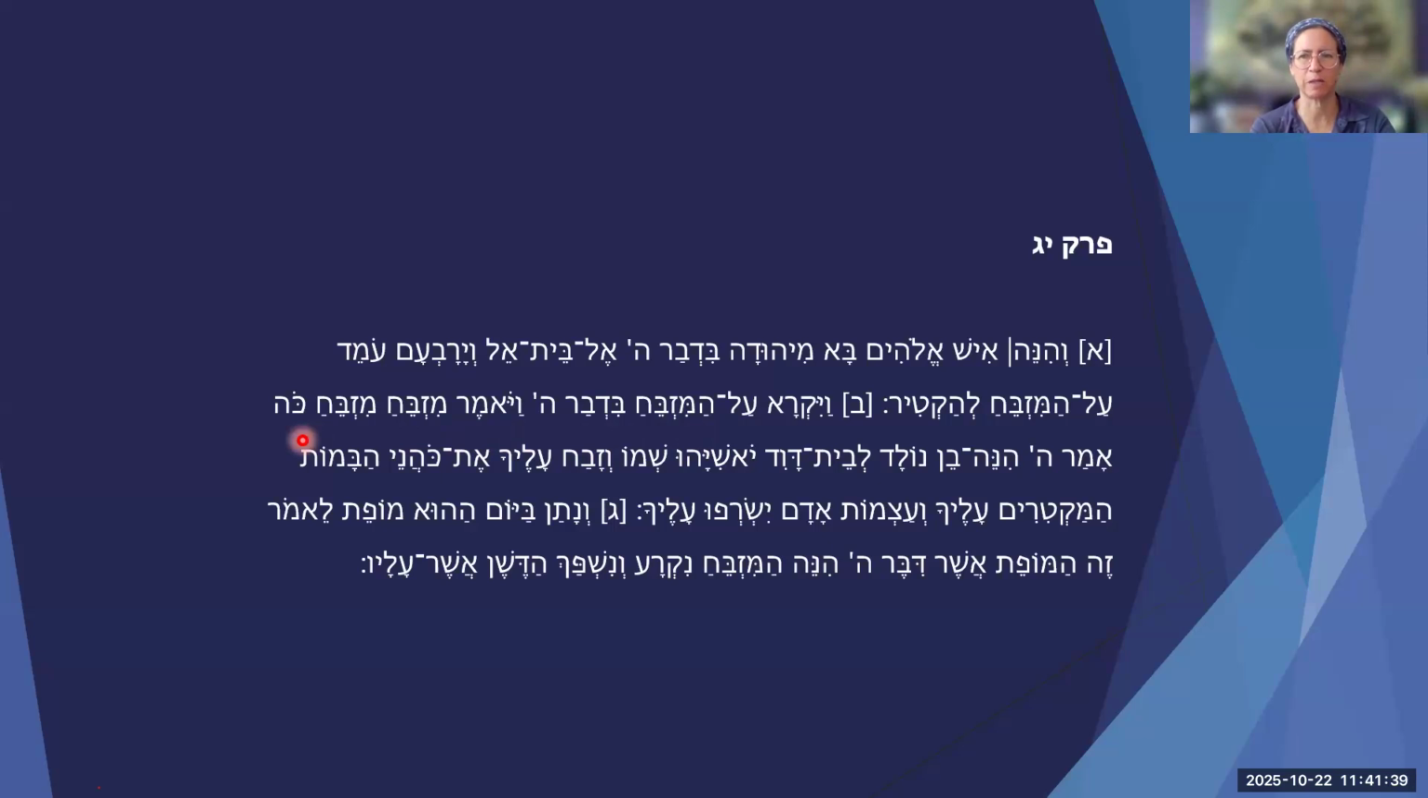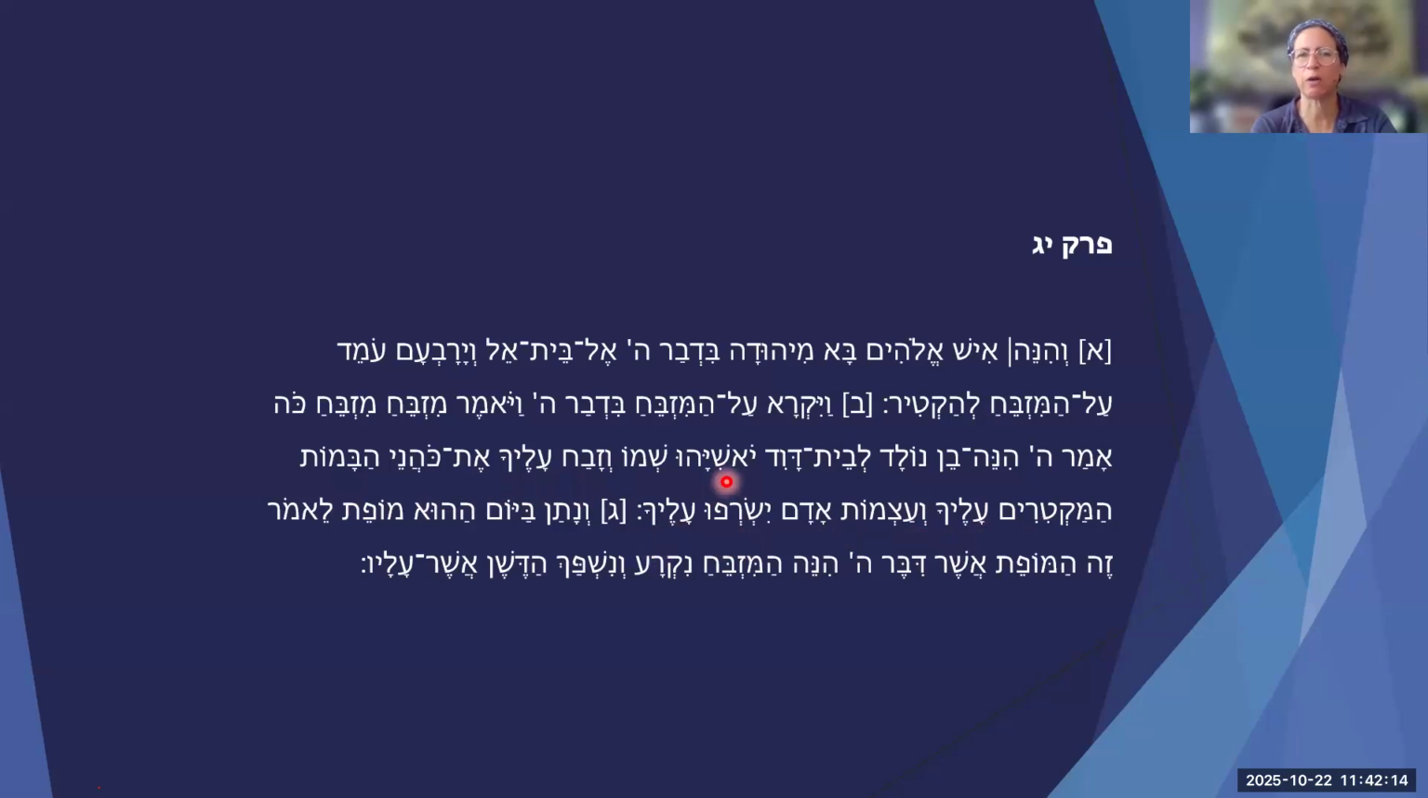This is how he addresses the mizbeach, and he says, Ko amar Hashem, Hine ven nolad leven David Yoshiyahu shmo. One of these days, the dynasty of the southern kingdom of Beit David, which is the real dynasty, there will be a son to this dynasty. His name is going to be Yoshiyahu. We already know about Yoshiyahu because we read further in the book, but let's pretend we didn't. V'zavach alecha et kohanei habamot hamaktirim alecha, v'atzmot adam yisrafu alecha.